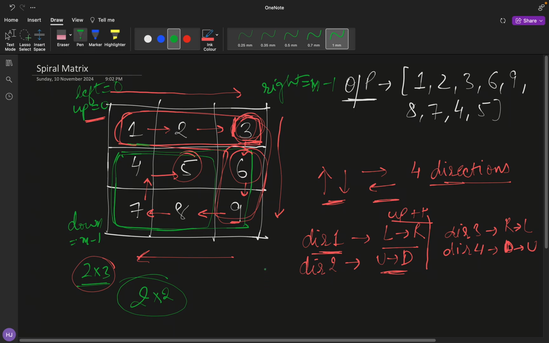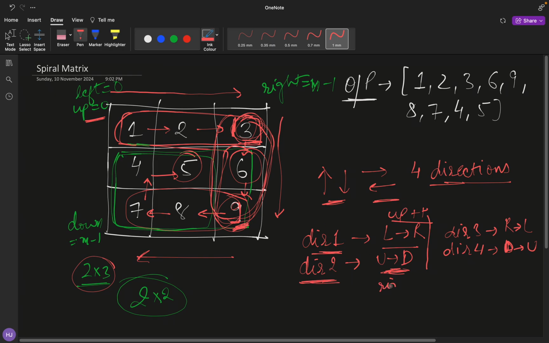So after moving from up to down, what is the next direction in which we will traverse? Assume that I've already completed this traversal. What would be the next traversal in which I have to start? The right to left traversal. But do you think that restarting my journey from this very element 9 is a wise decision? The answer is no.